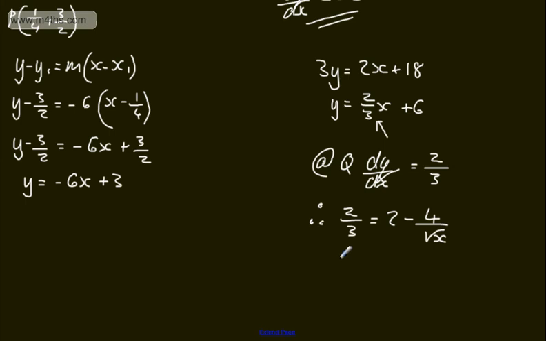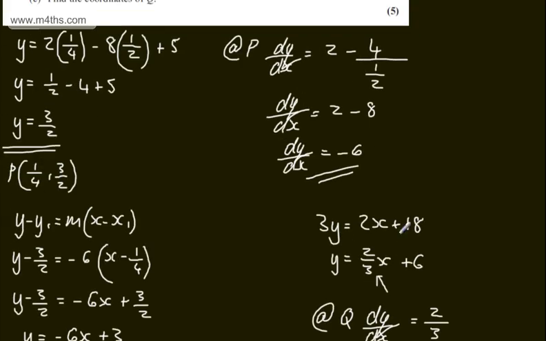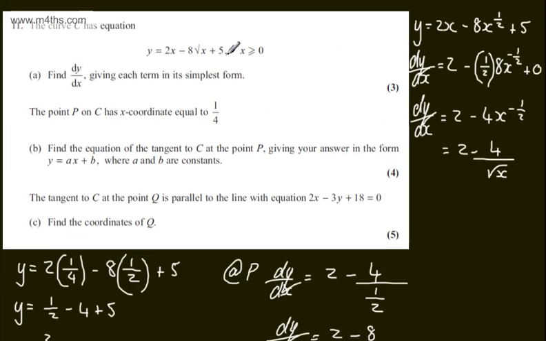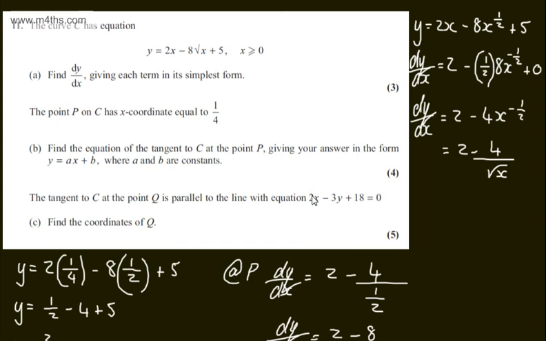At this stage I'm going to add the 4 over root x to both sides and subtract 2/3 from both sides. That's going to give me now 4/3. So from this we can see now that the root of x will be equal to 3. We can square both sides of the equation and say that x will be equal to 9. At this stage I simply need to plug this back into the original equation to find the y coordinate of Q. So I've got now that x is equal to 9, and I'm going to simply plug this in.